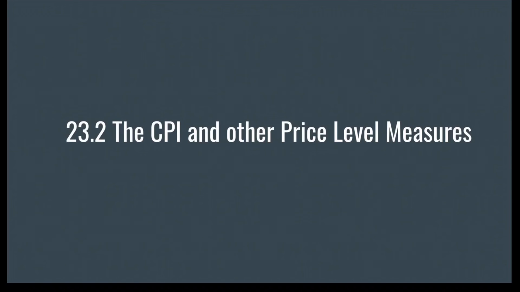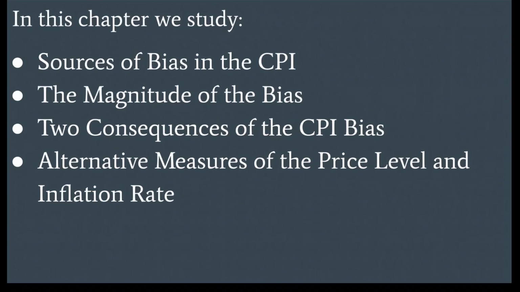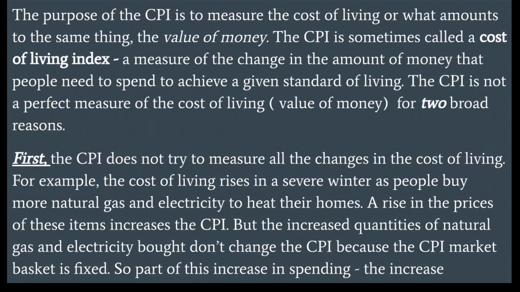23.2 The CPI and other price level measures. In this chapter, we study sources of bias in the CPI, the magnitude of the bias, two consequences of the CPI bias, alternative measures of the price level, and inflation rate.